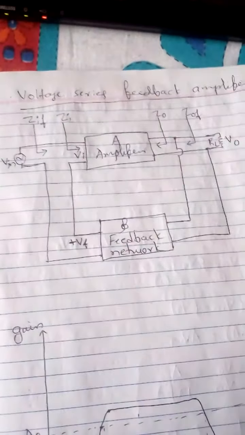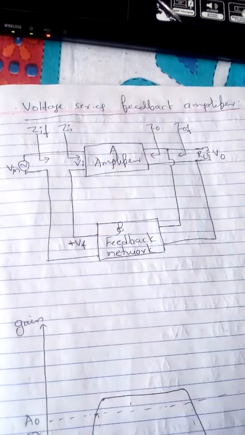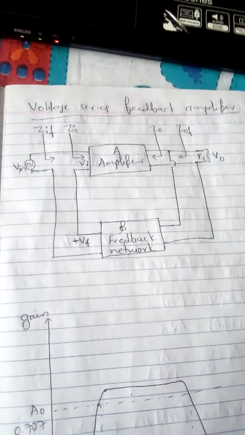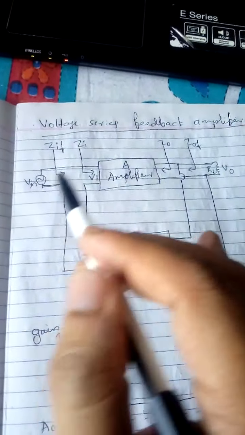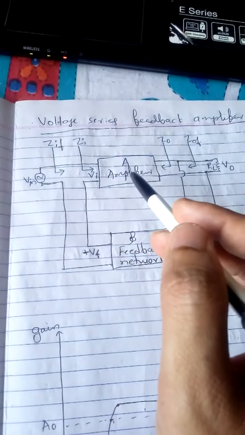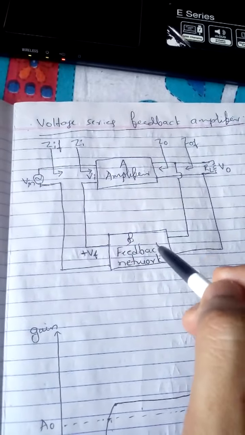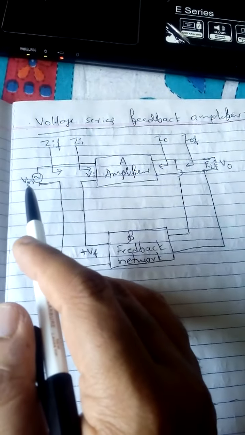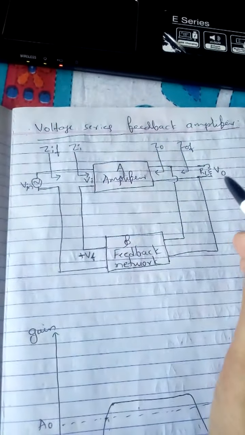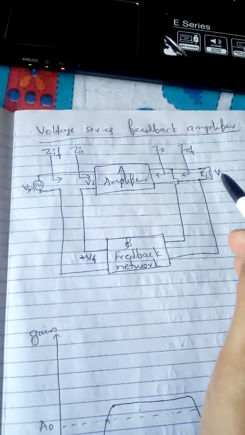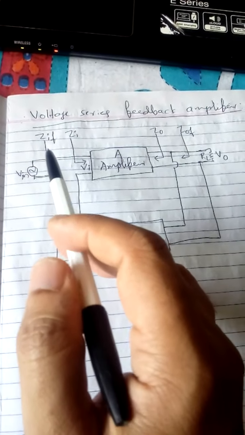So next we'll check one voltage series feedback amplifier. In this we can find the different components like the previous one. A is the amplifier, then beta is the feedback network. Okay, so next is Vin. Vin is the actual input that needs to be amplified, and V naught is the actual output after amplification. Okay, so in between I can find ZIF.